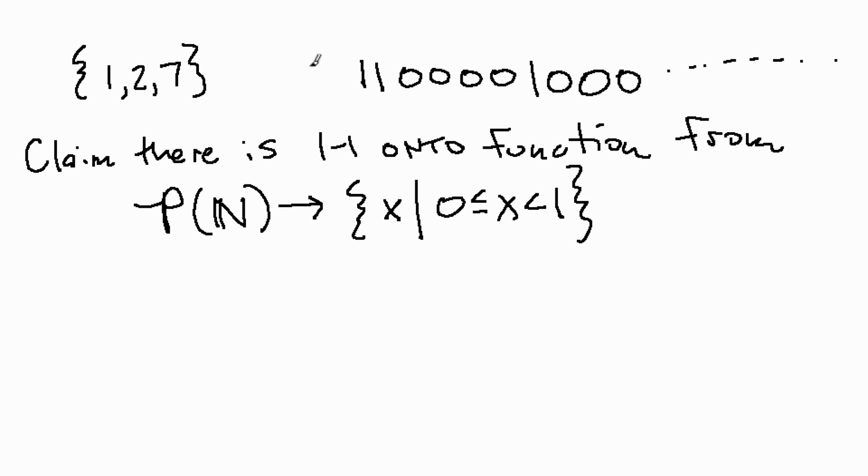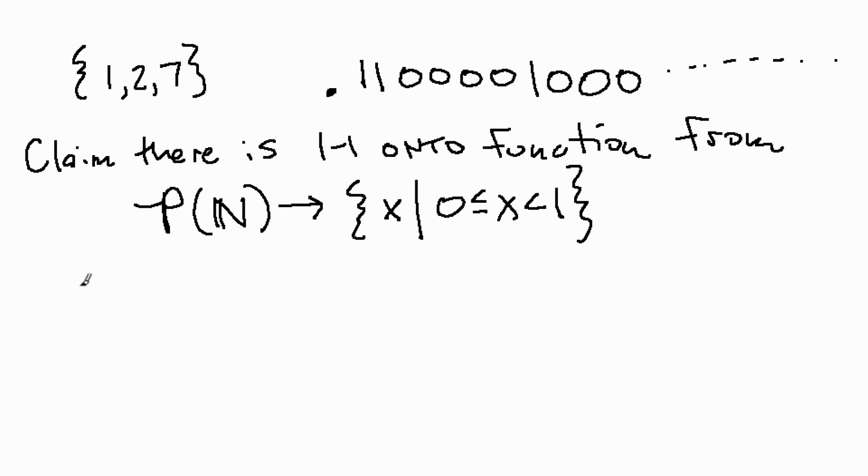What I want you to do is come over here and look at this representation for this set right over here. And now I want you to stick a decimal point in front of it. And now I want you to think about this as a binary number, okay? But it's a binary number that has a decimal point in it.